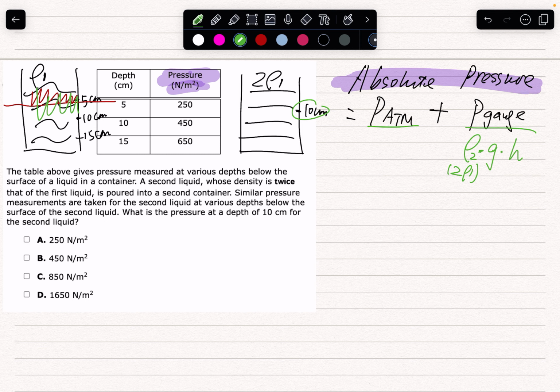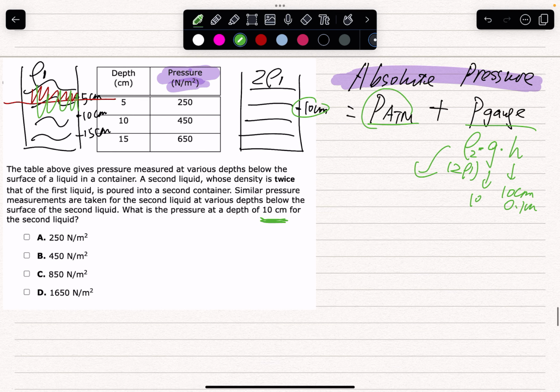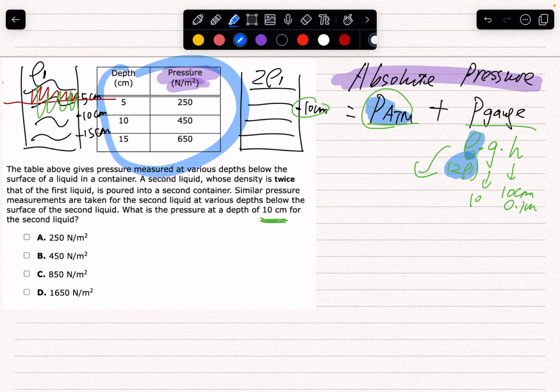So I know that the question asks me 10 centimeters, so I can plug in this H. I can say 10 centimeters, which is 0.1 meter. And then G, I know it's 10. But what is the density? I don't know. But you can really solve these two variables according to the table, right?